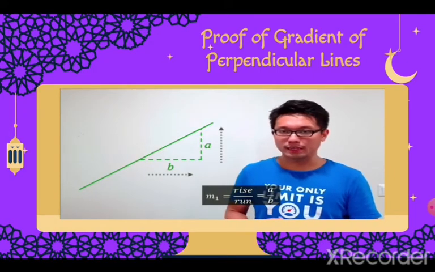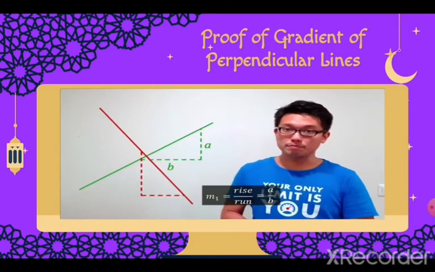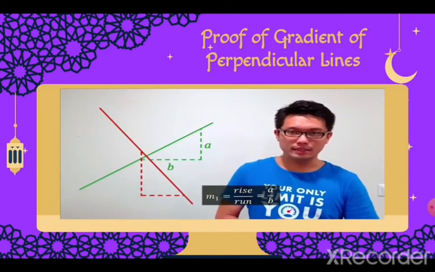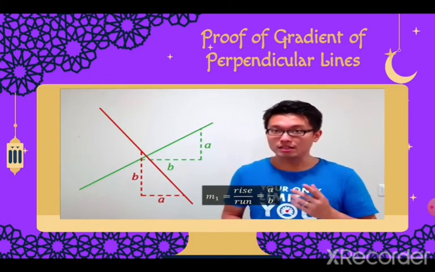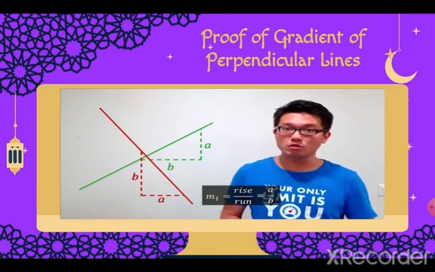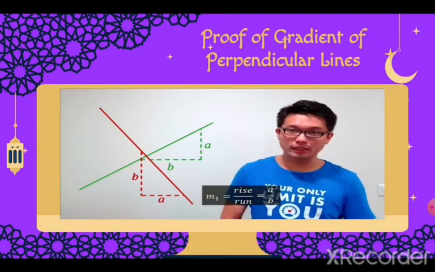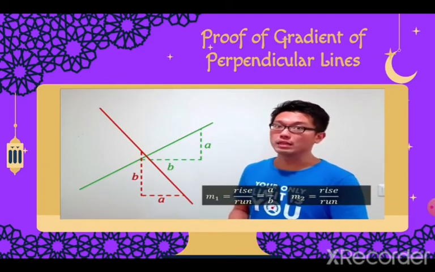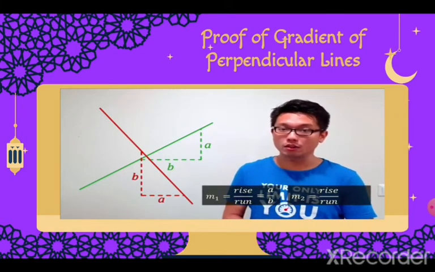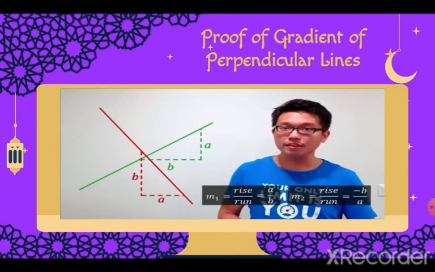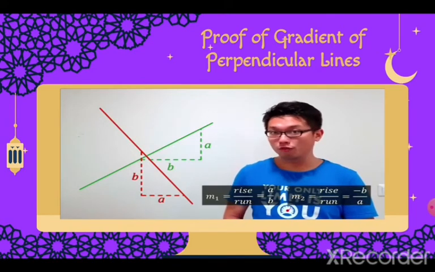Now, let us duplicate this line and rotate it by 90 degrees, so that it is perpendicular to the green line. Let's call this line L2. Now, you will notice that the measurements of the triangle have not changed. However, the vertical component is now B, and the horizontal component is now A. So now, let us find an expression for the gradient of L2, calling it M2. As we move A units from left to right, we find ourselves moving downwards by B units, or in other words, we are rising by -B units. As such, the expression for M2 is now -B over A.